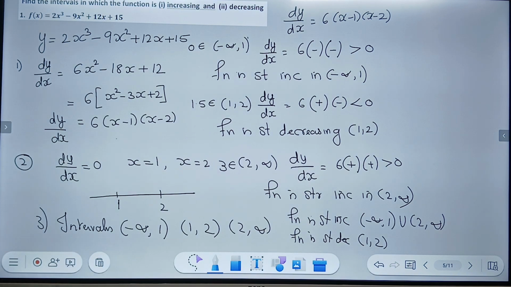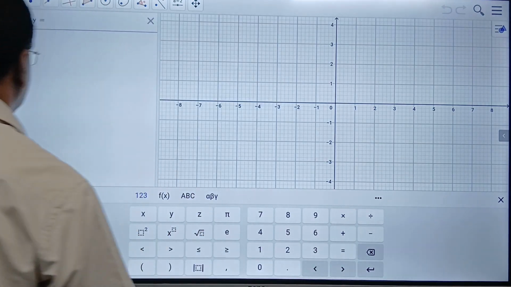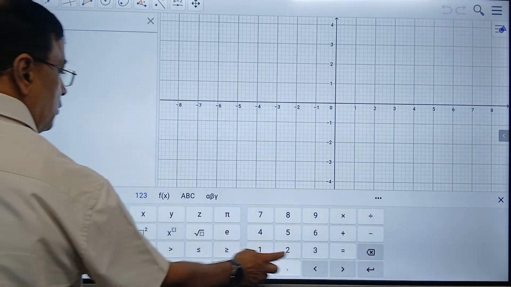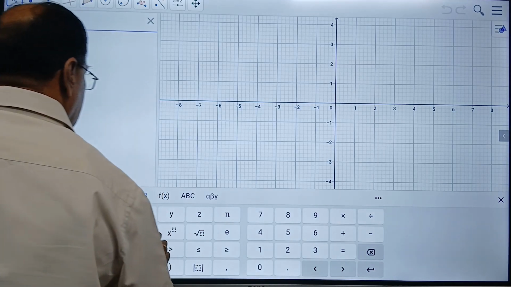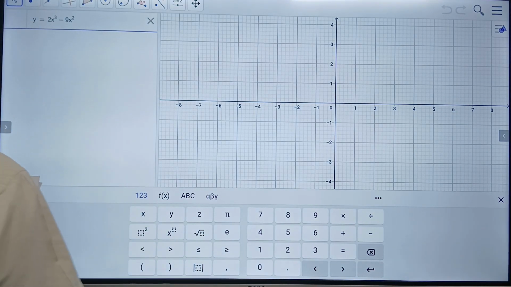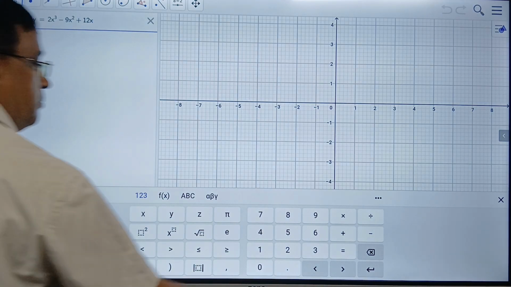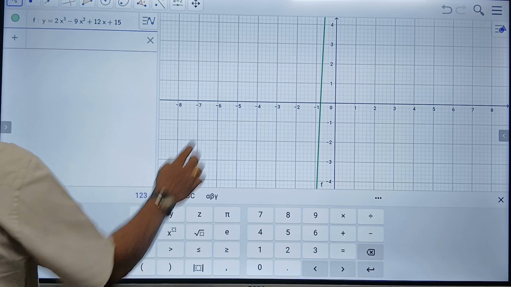Okay, now let me do it on GeoGebra. So what is the function, whether what we have done is correct or not? Here y equal to 2x cube minus 9x square plus 12x plus 15. Look at the graph.